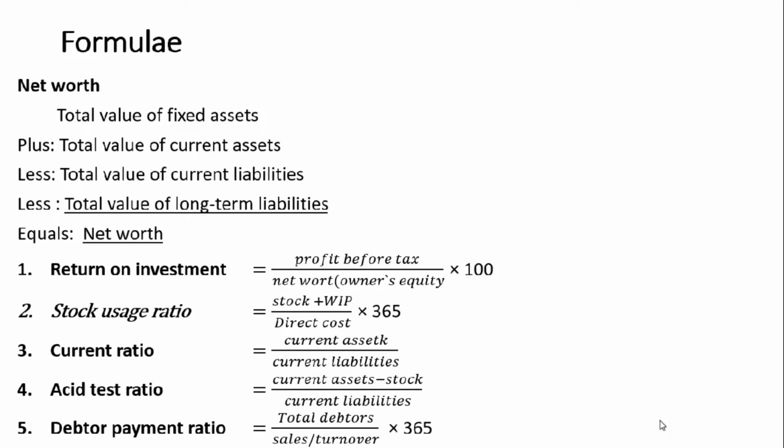We have the formula to calculate the return on investment, which is the profit before tax divided by the net worth or owner's equity, multiplied by 100. In this case, we calculate our return on our investment.